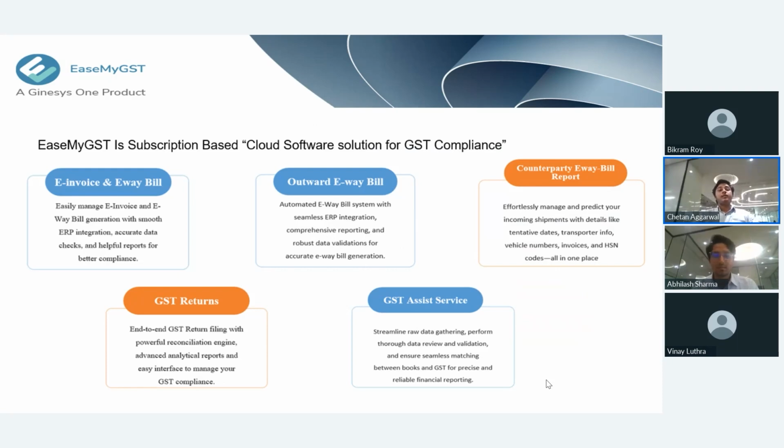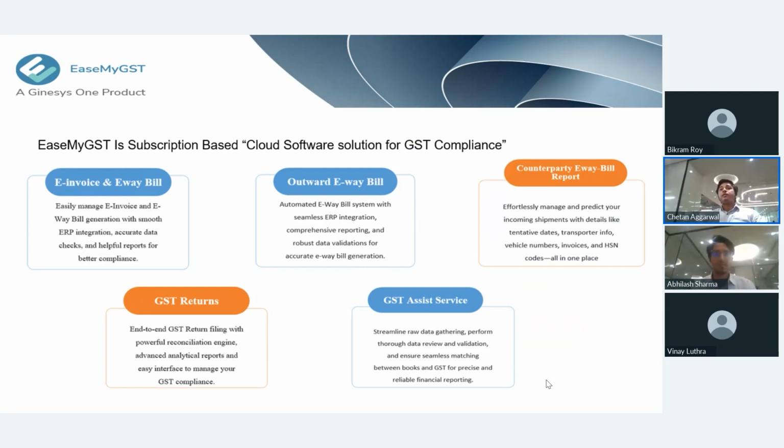So after that, what is outward e-way-bill? There is a major difference between normal e-way-bill and outward e-way-bill. Outward e-way-bill is that e-way-bill under which we need to generate the e-invoice first. Outward e-way-bill is basically a generation of the e-way-bill for the same state. So under this, we have an automated e-way-bill system with seamless ERP integration, comprehensive reports, and robust data validations for accurate e-way-bill generation via integration.